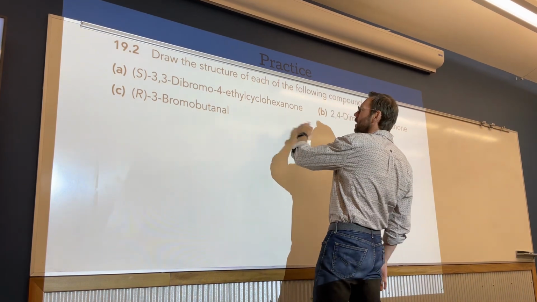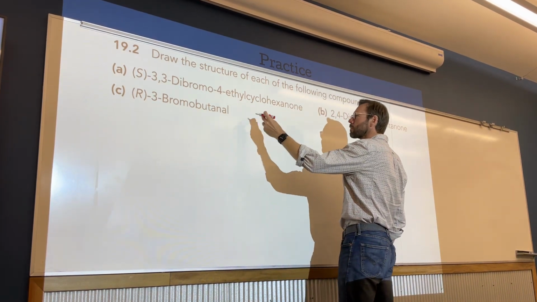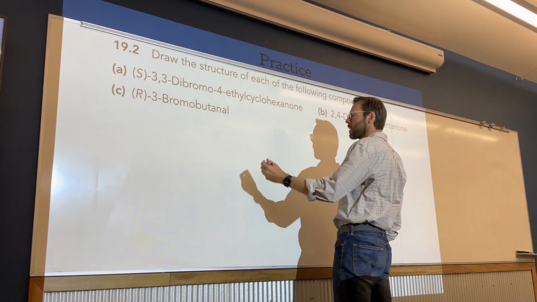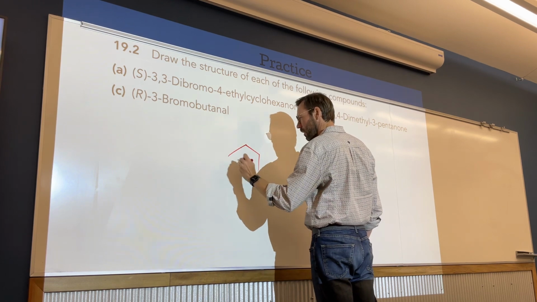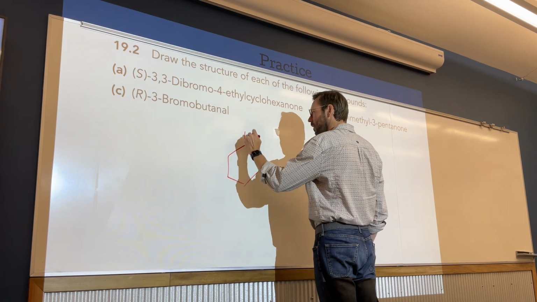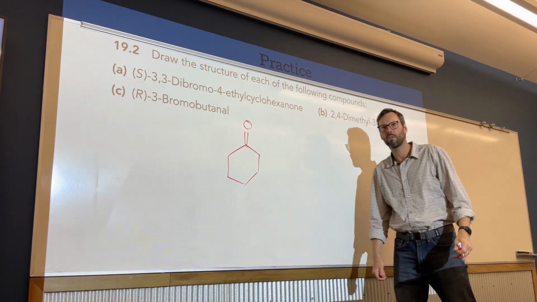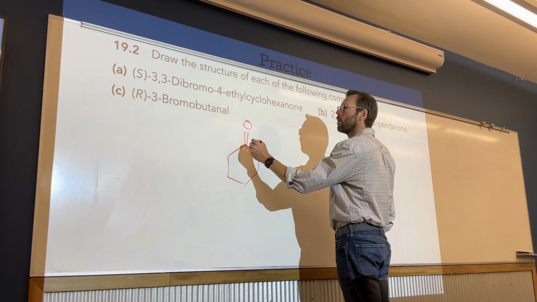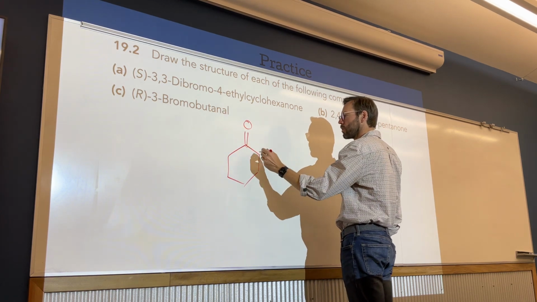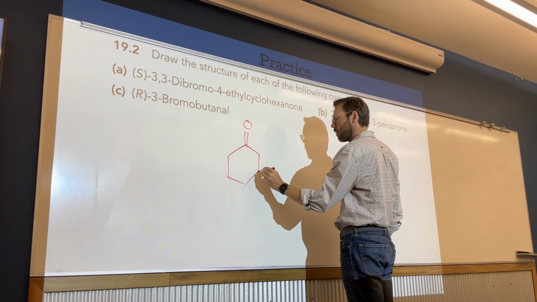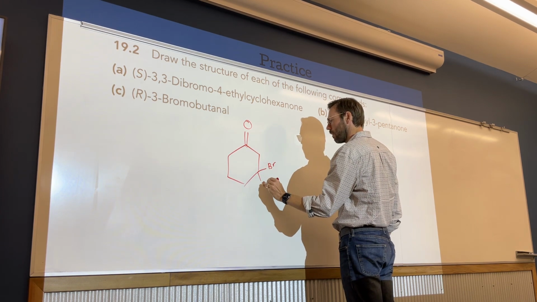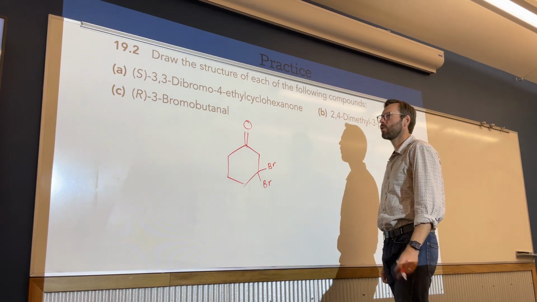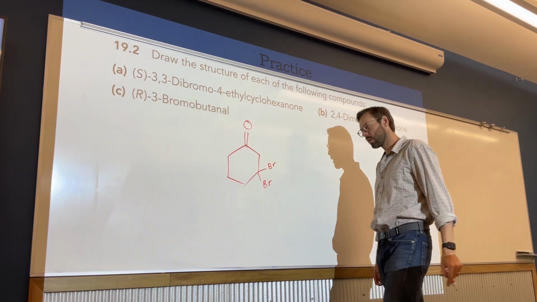The way I also do it, I like to pick out the parent name and start from that. So cyclohexanone is essentially a hexagon with a ketone on there, and that's going to be 1. 3,3-dibromo, so that's going to be 1, 2, 3, with bromines there. 4-ethyl, so that's going to be our S.